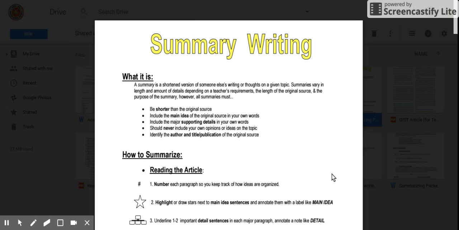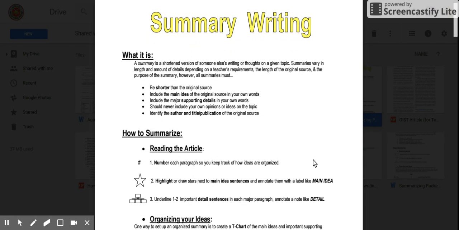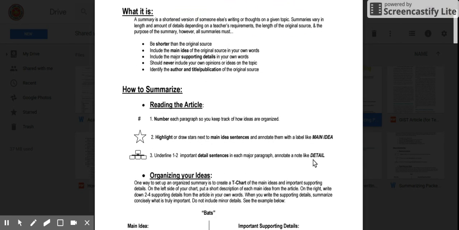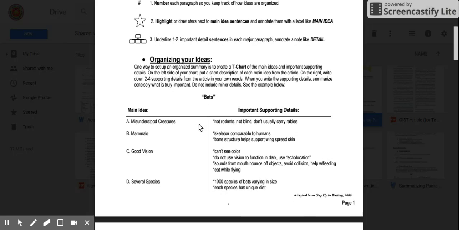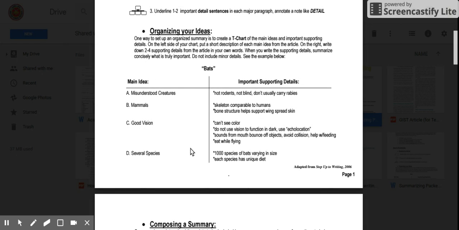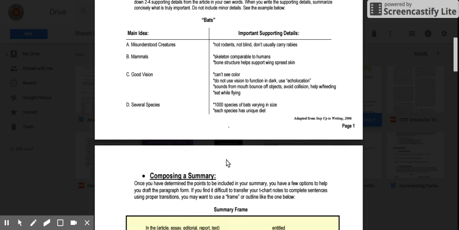Hey guys, so this is the document that I posted in Google Classroom, and I wanted to show it to you all and explain how you're going to be writing this academic summary. Here, this is just talking about when you read the article, you should be annotating it. We already have that done. And down here is the T-chart I just showed you all in the past video. So on the left side is your main ideas, and the right side is any supporting details.